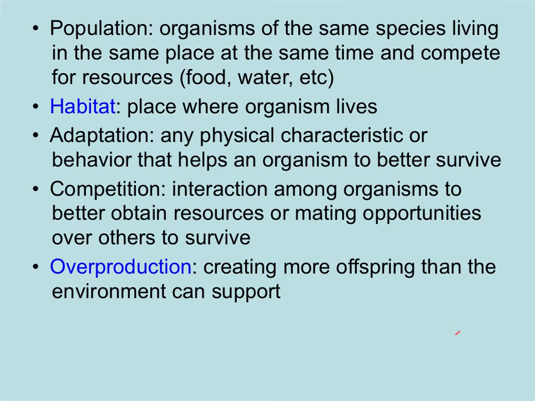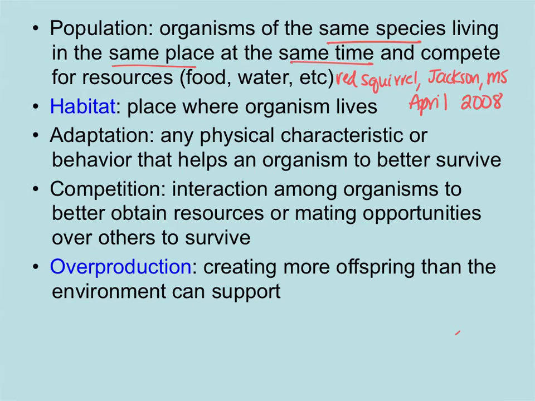So a population is organisms of the same species in the same place at the same time, and they're also going to compete for resources. I talked about population very briefly before. So how about we say the red squirrel population in Jackson, Mississippi, in April of 2008. So it's going to be a specific time, a specific place, and one species. Not every species, only one species.